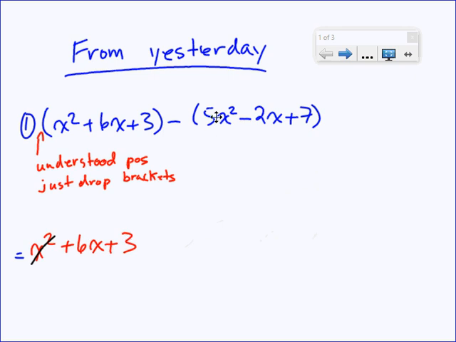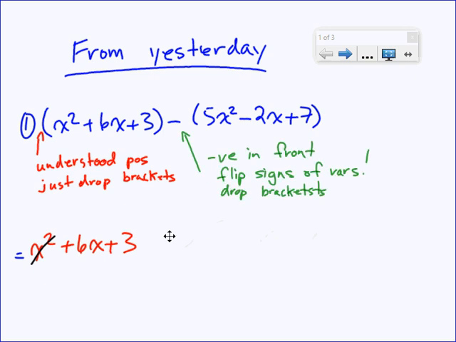And then, for the second half of the equation, the minus sign in front of the second bracket, 5x squared minus 2x plus 7, simply flips all of the signs inside, and we drop the brackets. So now we end up with negative 5x squared instead of 5x squared, and instead of negative 2x, we end up with plus 2x. And if it's plus 7, you guessed it, it turns into minus 7.